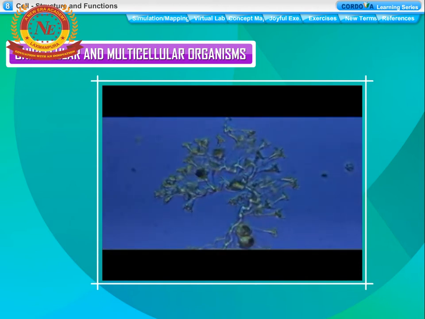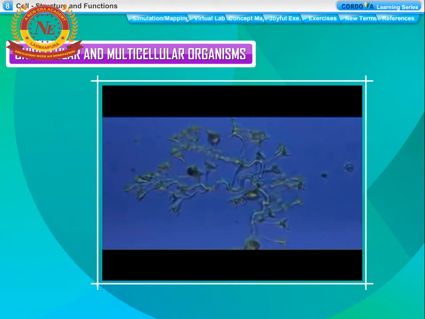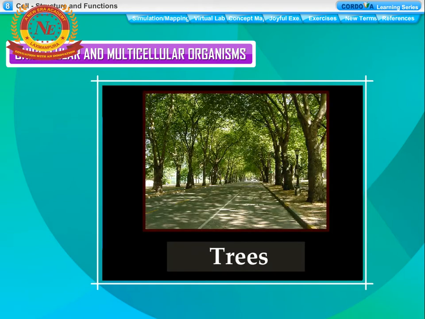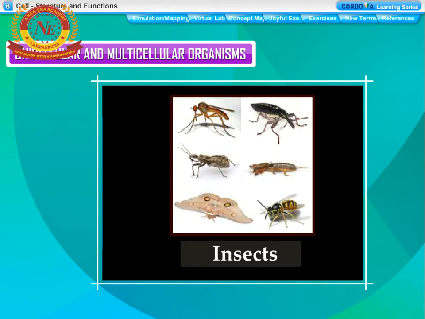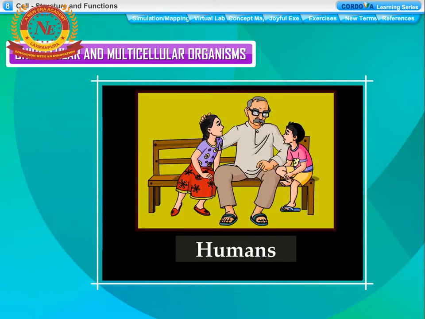Most of the plants and animals that we see around us are multicellular organisms. Trees, grass, insects, cows, birds and humans are few examples of multicellular organisms.